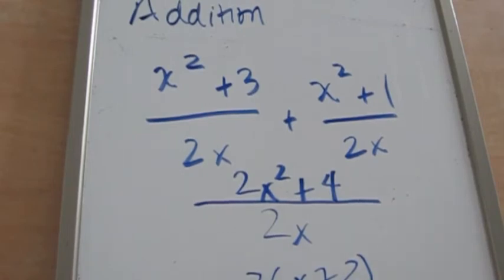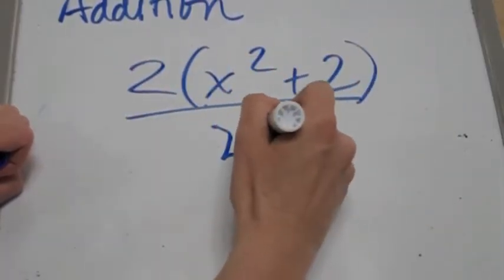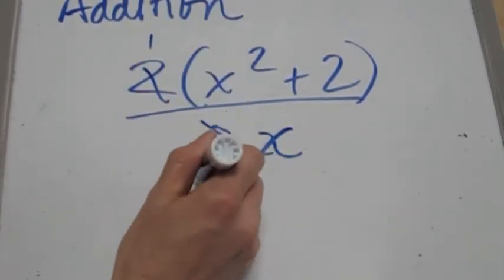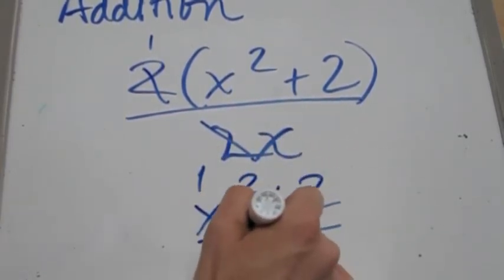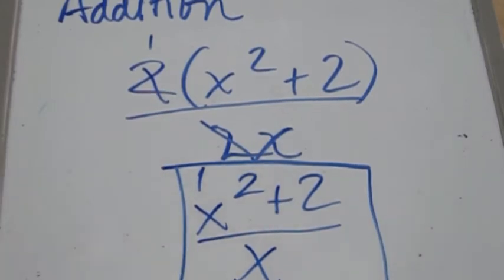You can't really see that very well. We'll do it again. Now you can see it. That's 2 times x squared plus 2 over 2x. I have common factors of 2 in numerator and denominator. That gives me 1 for each of those. So in the numerator I have x squared plus 2, in the denominator I have x. That's my answer.